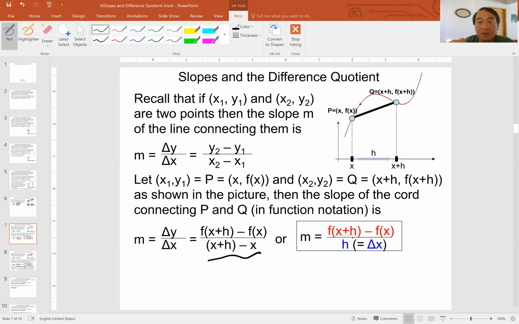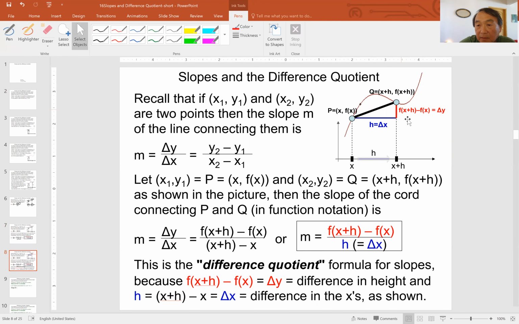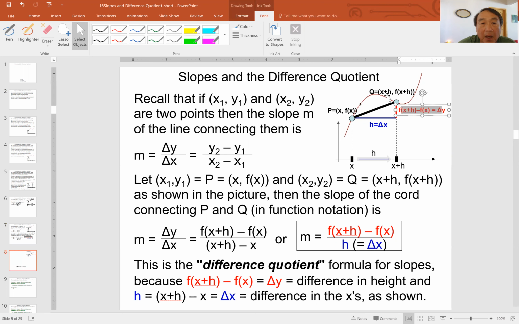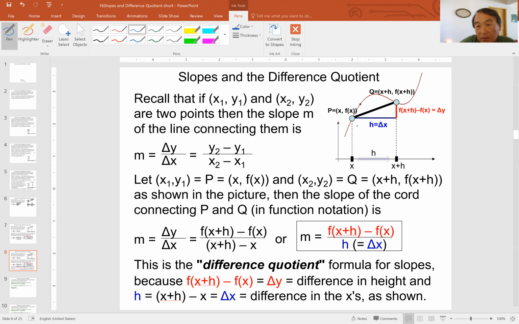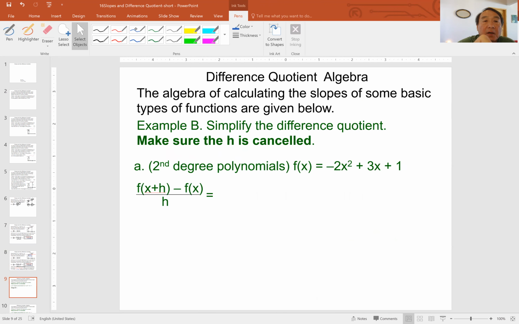And this is called the difference quotient formula, because the top, f of x plus h minus f of x, is the vertical difference. And similarly, the h in the denominator is the difference in the x coordinate. And there are three algebra types that are very important in this setting, okay? So let's look at the three algebra types that will utilize this formula.